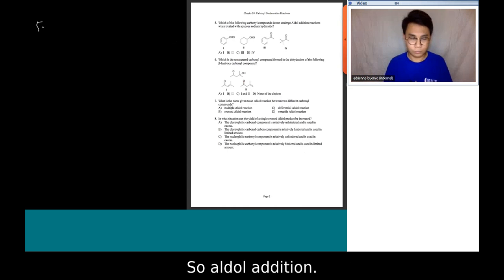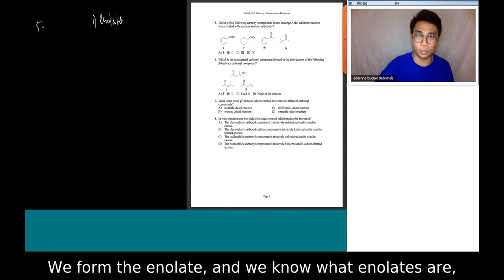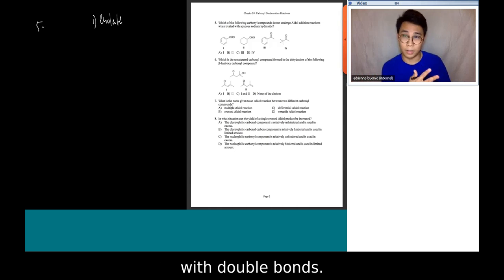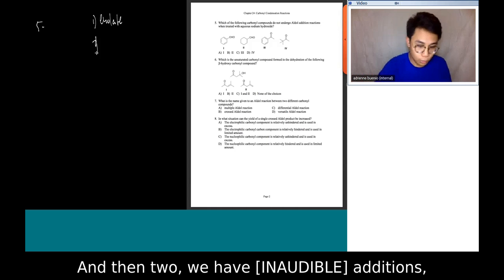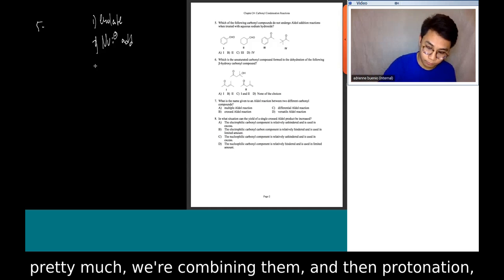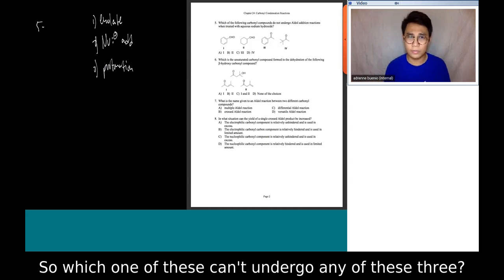So, aldol addition, right? What are the steps? So first we form the enolate, and we know what enolates are. It's pretty much just an anion on the adjacent carbon to where the double bond is, right? And then 2, we have the nucleophilic addition, right? Pretty much we're combining them, and then 3, protonation, which will get the OH part of it, right? So which one of these can't undergo any of these 3?